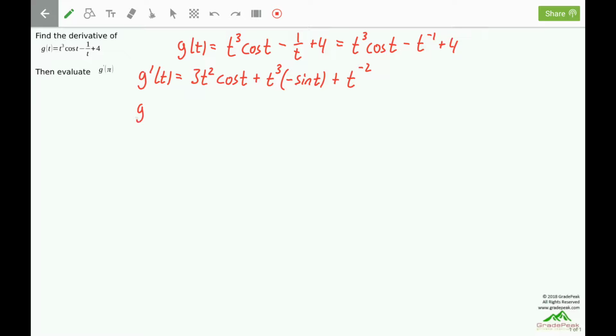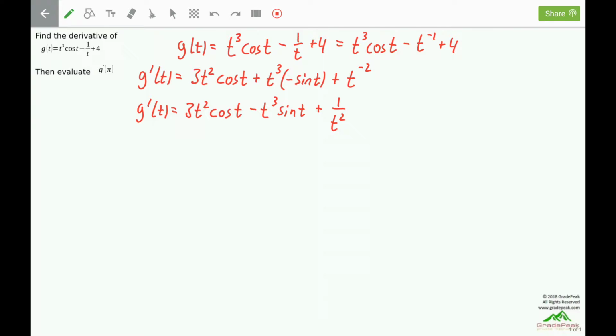Our next step here, I'm going to simplify the look of this. The first term we'll leave alone. The second term, we have two expressions multiplying each other. That negative will move to the front of it. Negative t cubed sine t. And then the third term, t to the negative 2, I'll rewrite in the denominator as a positive 2. That'll leave a 1 in the numerator, 1 over t squared. There's our derivative, g prime of t.